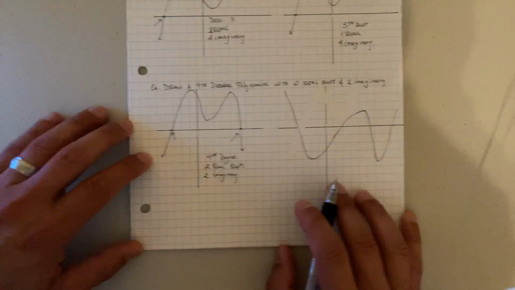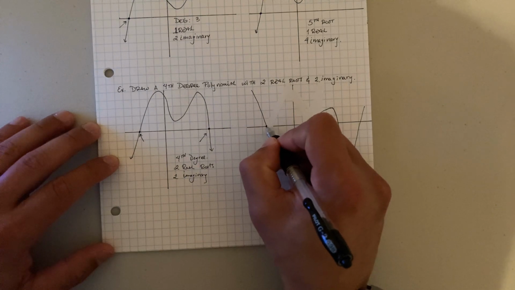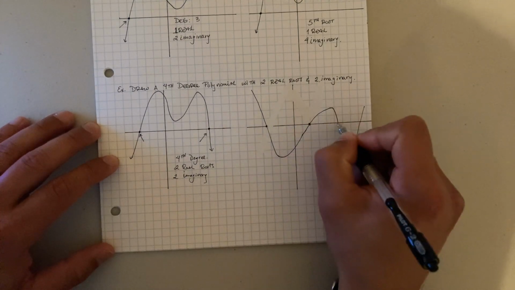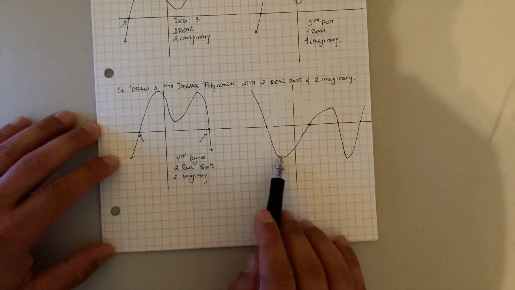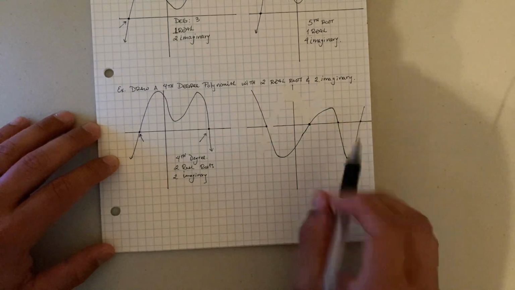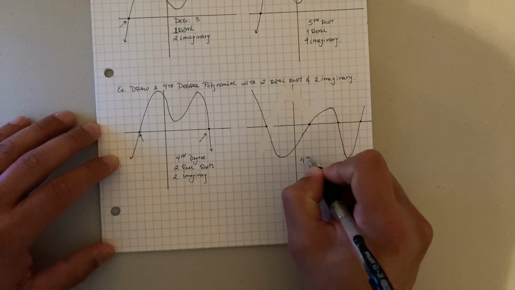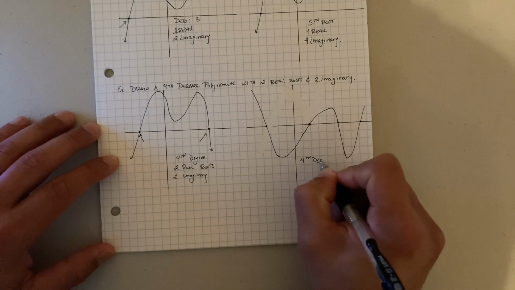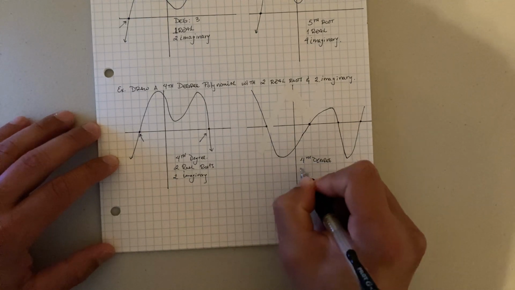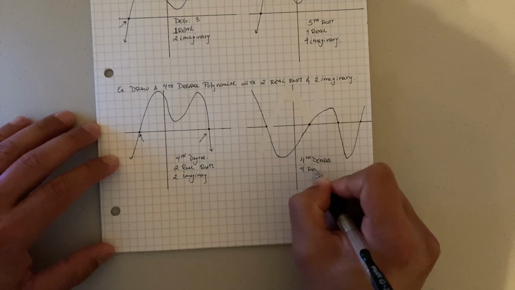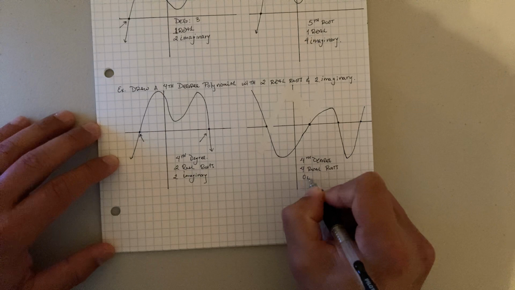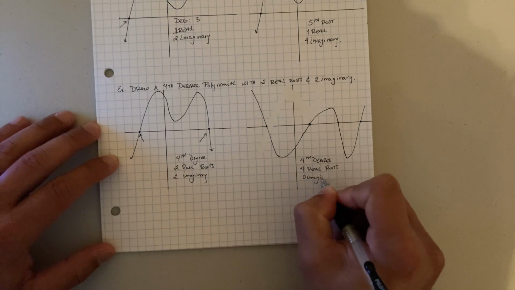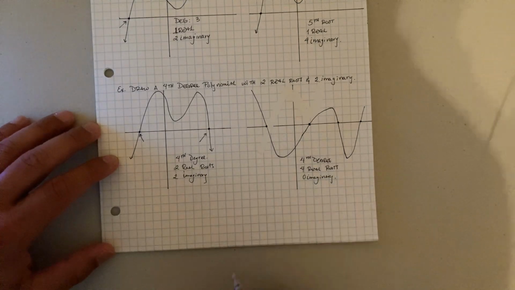What about this one? What do you notice? It crosses here once, twice, 3, 4. So if you follow it, you go 1, 2, 3, 4. So that's a fourth degree also. And it has 4 real roots, and that means it has 0 imaginary. So there are different variations.